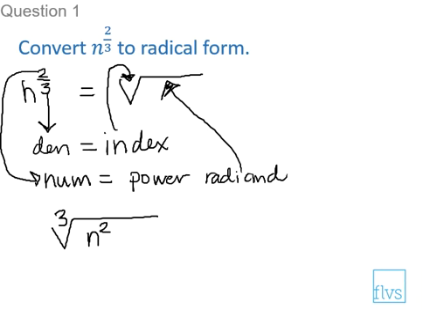Now, very important, you do not write it as 3n squared. It is not in front. It is the index. It is not in front. If we have 3 in front, that's 3 times the square root of n squared, which is incorrect. It's the third root of n squared.